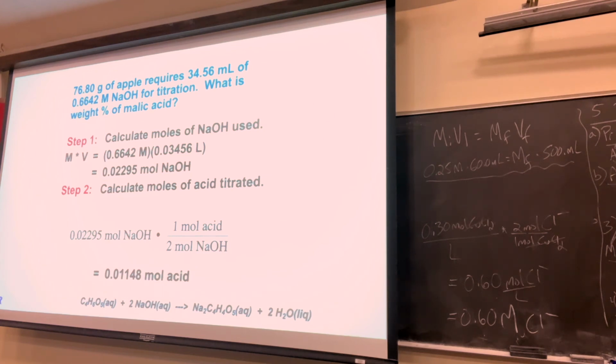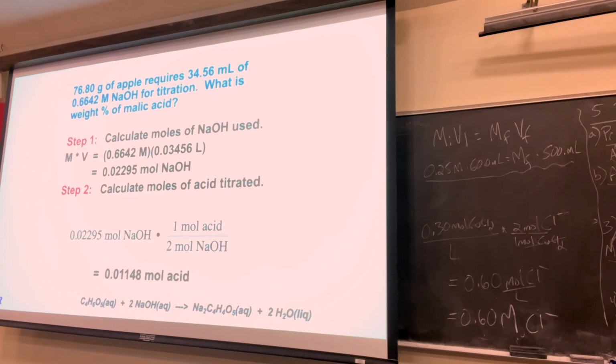So again, it's kind of cool. We started with 34.56 milliliters, used the concentration to get moles of NaOH, and then using the balanced reaction, we took the moles of NaOH that we used and turned it into moles of malic acid that were in the apple. And in our sample of apple, 0.01148 moles of malic acid. Any questions on this?